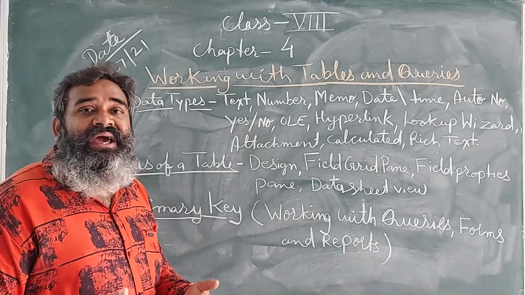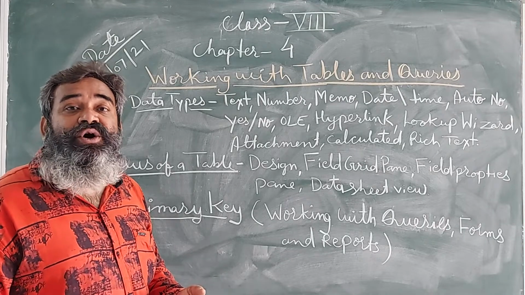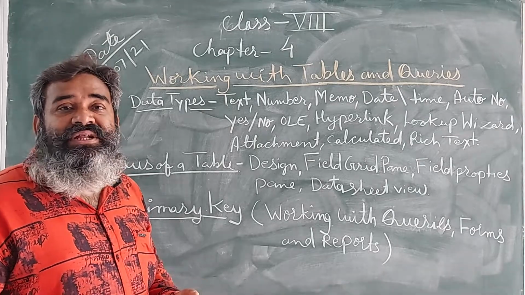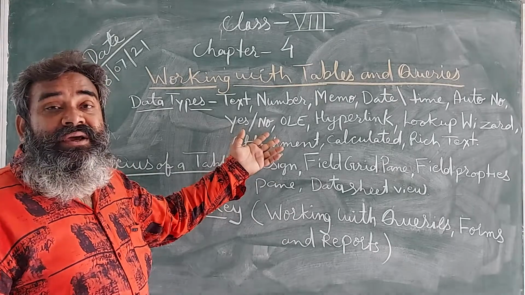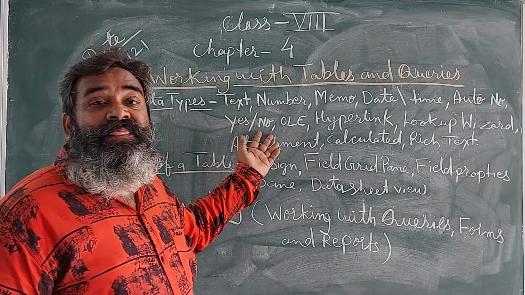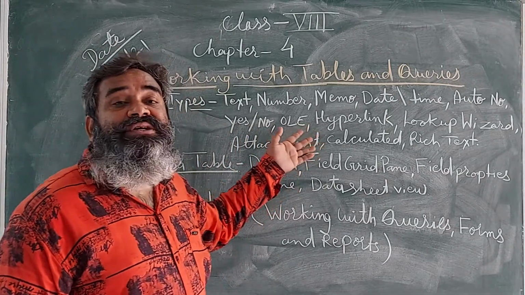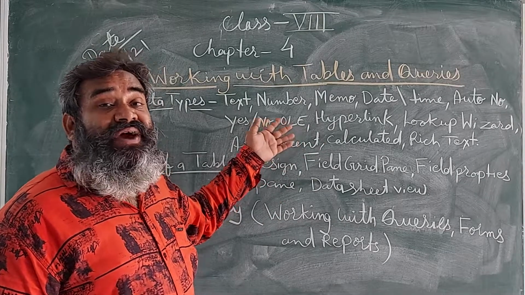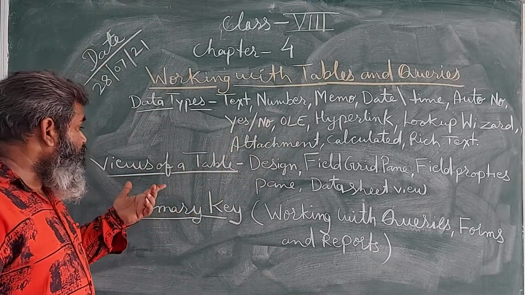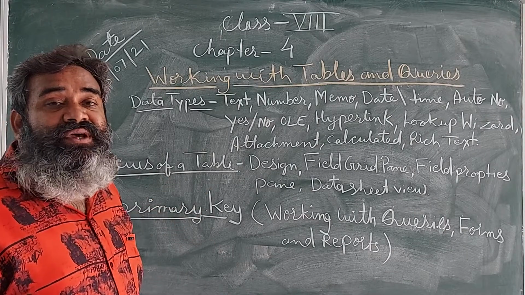So here we have three tables: student records, student marks record, and student fees record. All the three tables are created using these data types. These data types are useful while we are creating our database and while entering the data in a table. Then there are views of a table. How can we view a table?